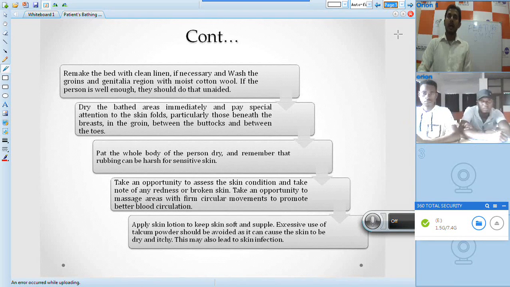Then you need to apply a lotion according to the body or the condition of the patient to keep the skin soft or supple. Apply it in a very small amount, and do not use an excessive amount of talcum powder or lotion, so that the skin does not become dry or itchy. That might again lead to skin infection in those parts of the body.